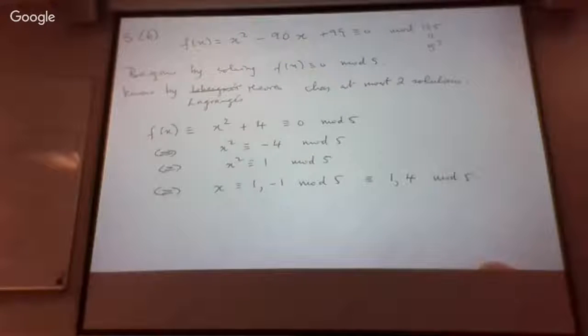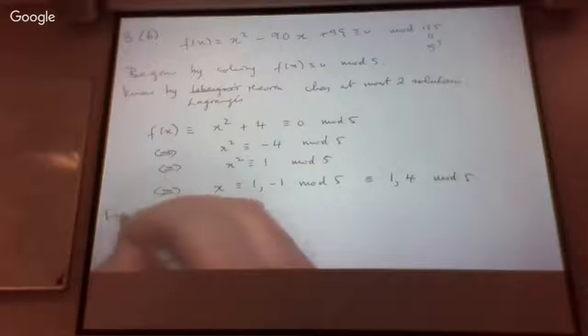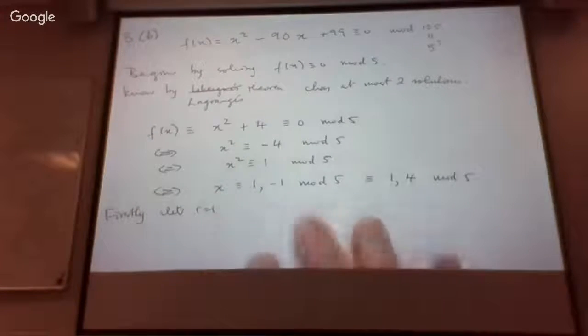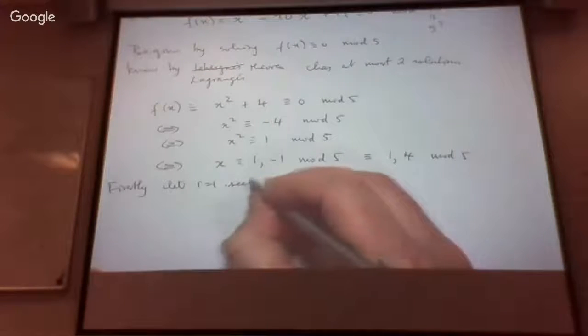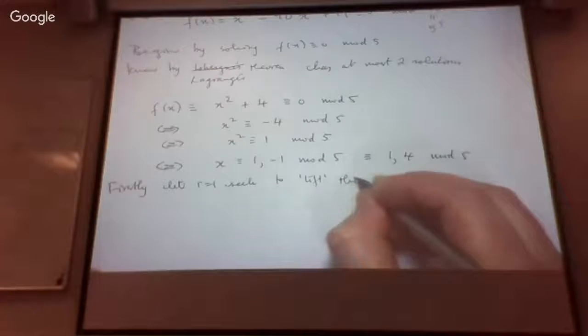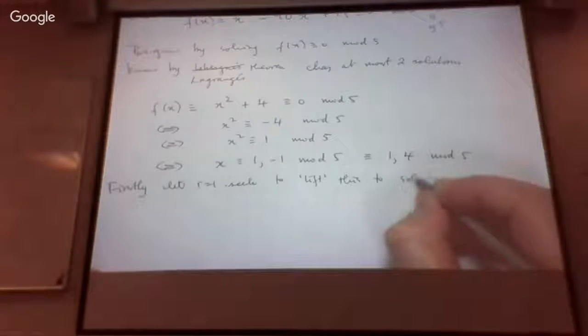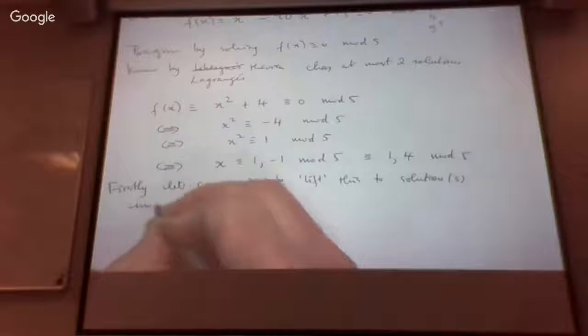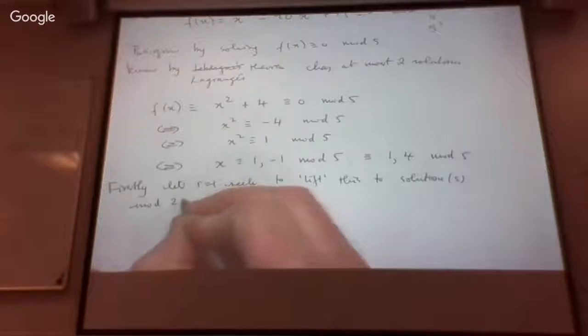So is that part okay? It is. We've got two solutions at the bottom level. So each of these we need to lift up to the 125 level using the result. So firstly, let r equal 1, and we seek to lift this to a solution or solutions modulo 5 squared, 25.